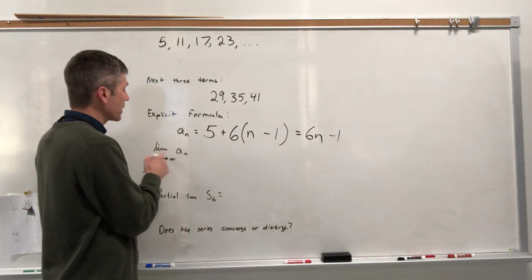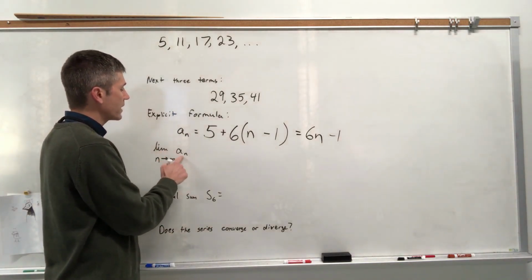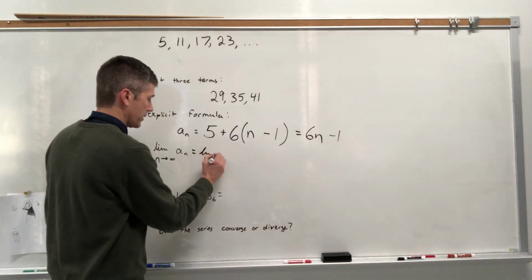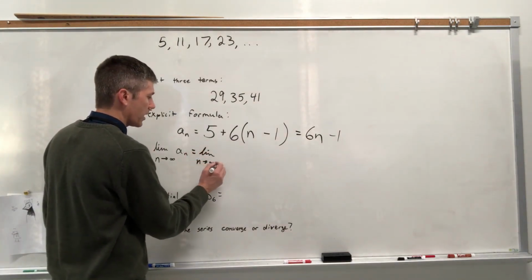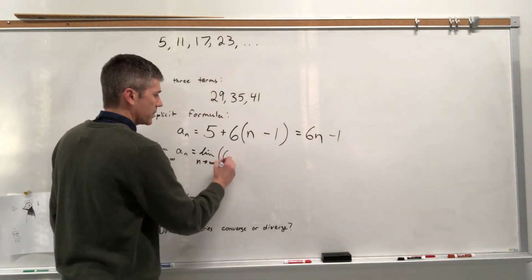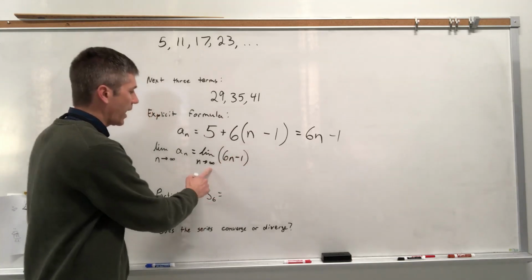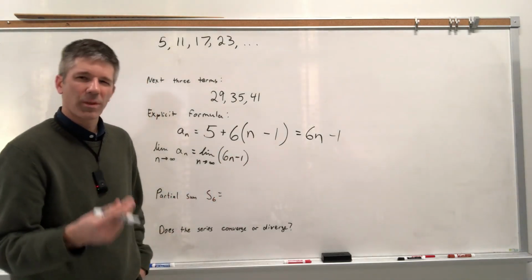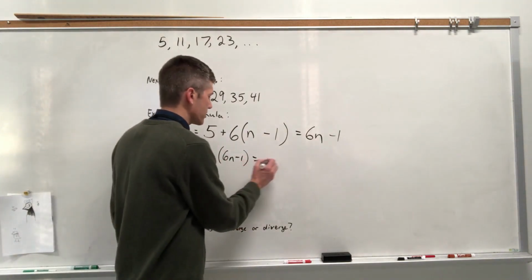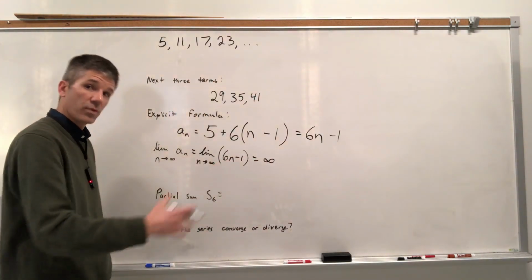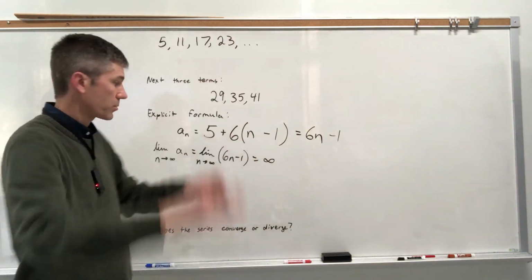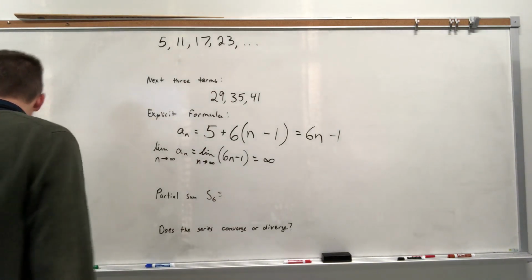So find the limit as n approaches infinity of a sub n. So what is the limit? Here we go. As n approaches infinity of this thing right here, or this thing, either one, same thing. 6n minus 1. If I put infinity right there, which I technically can't do, but theoretically in my head I can. 6 times infinity, well that's huge. And then minus 1, that's just infinity. So we're approaching infinity. You could tell that from the beginning. These numbers are getting bigger. They're just approaching infinity.